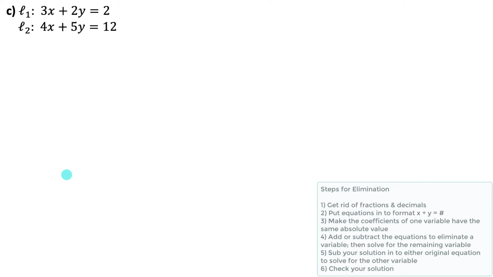Let's move on to our third example. Once again, there are no fractions or decimals to worry about, and the equation's already in the proper format, with x and y on one side, the constant on the other. Our main focus here is going to be on getting either the x's or the y's to have coefficients that are the same absolute value. In the previous example, we only had to multiply one of the equations by an integer to make that work. But notice in this one, there's no integer value I can multiply 3 by to make it equal 4, and same with 2 to 5.